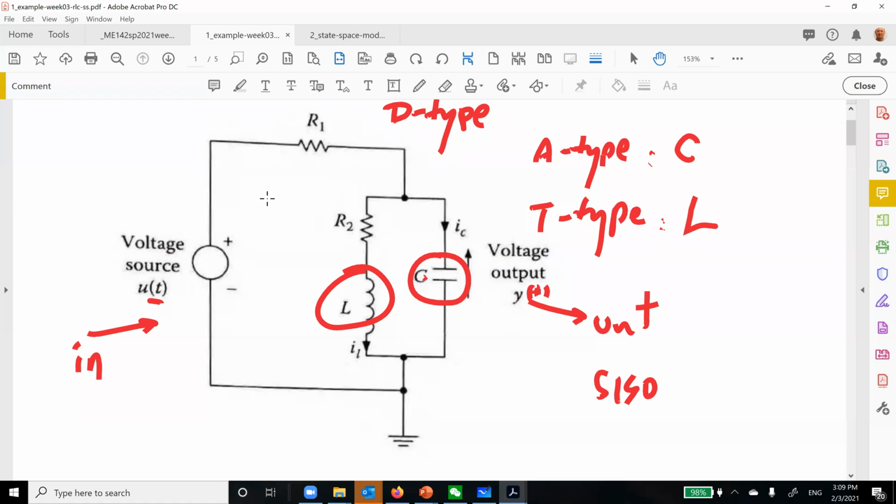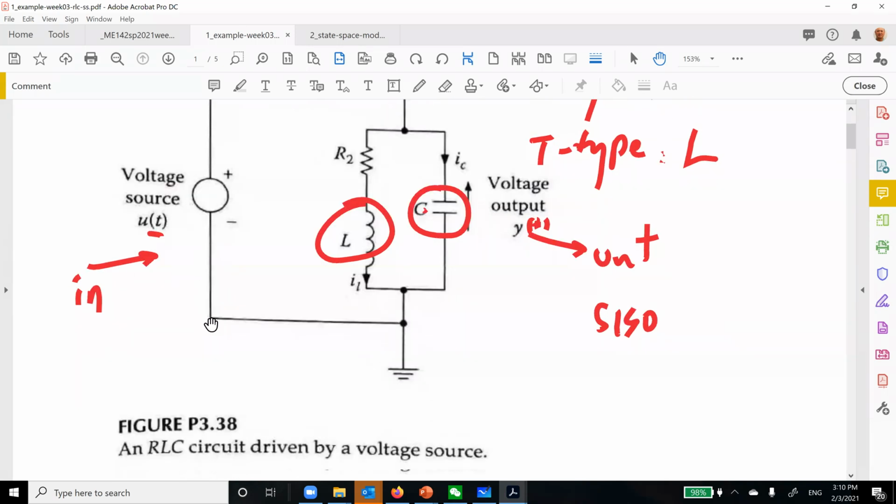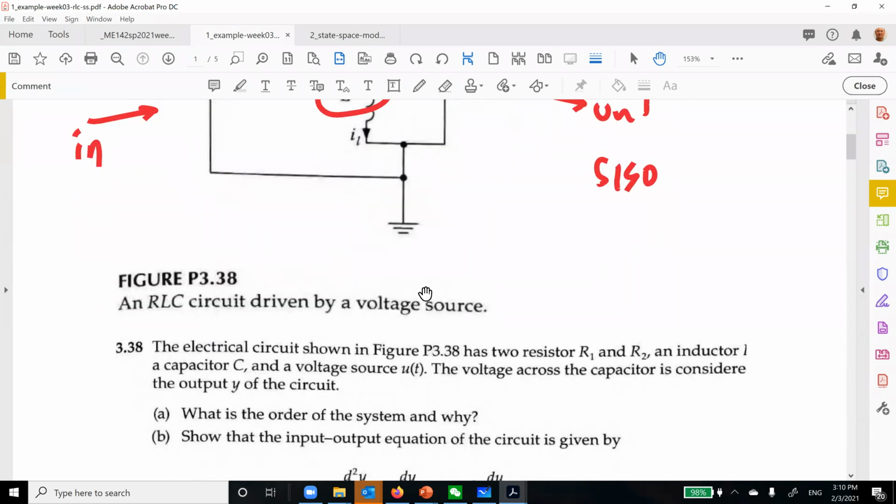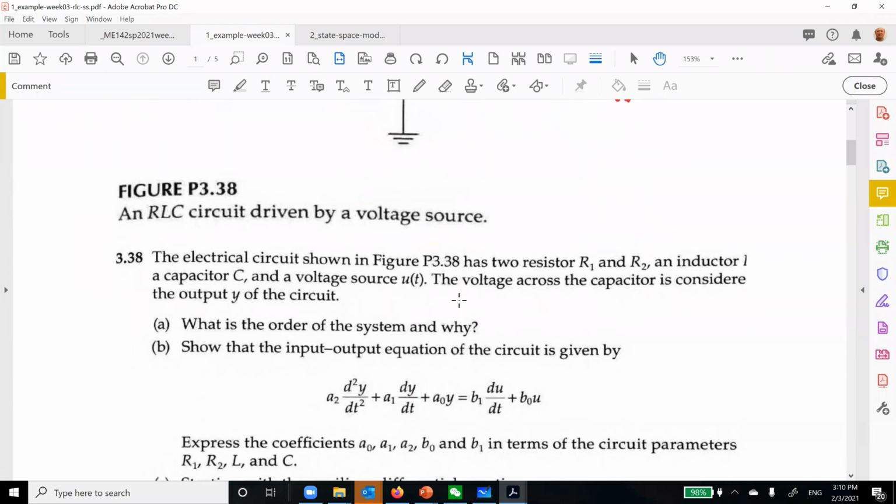All right, so we're going to move on. So this is an RLC circuit driven by a voltage source. So the question is, what is the order of the system and why? So actually we are talking about a dynamic system. This is a dynamic system. Then what is the order?